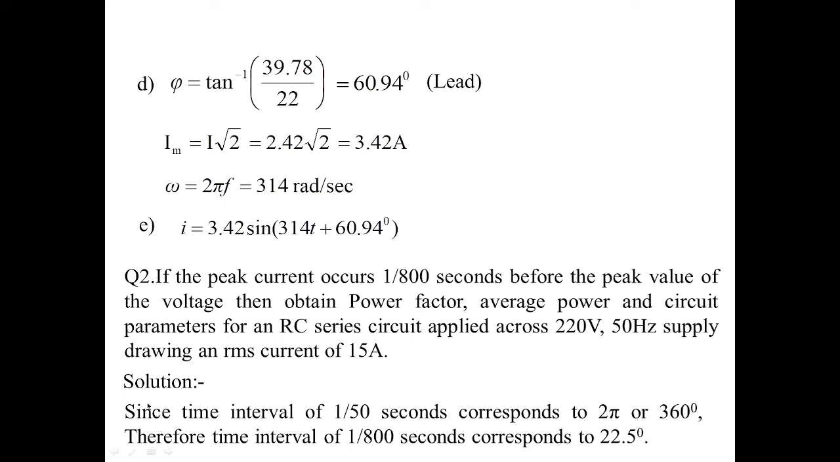So in going to the solution, we have to take the condition first. Since the time interval of 1 by 50 seconds corresponds to 2 pi or 360 degrees, 360 degrees is in degrees and 2 pi is in radians. So 1 by 50 seconds corresponds to these two values. So 1 divided by 800 corresponds to which value? It corresponds to 22.5 degrees.